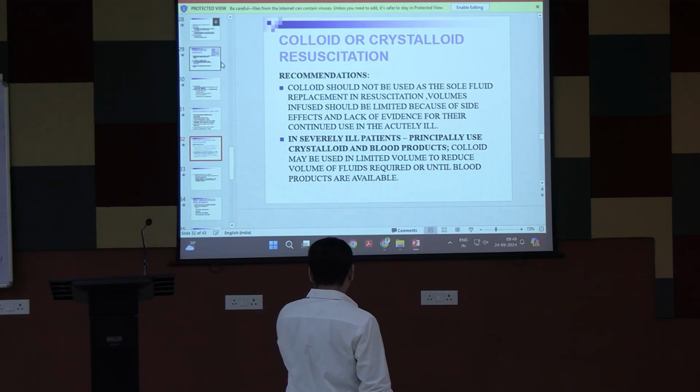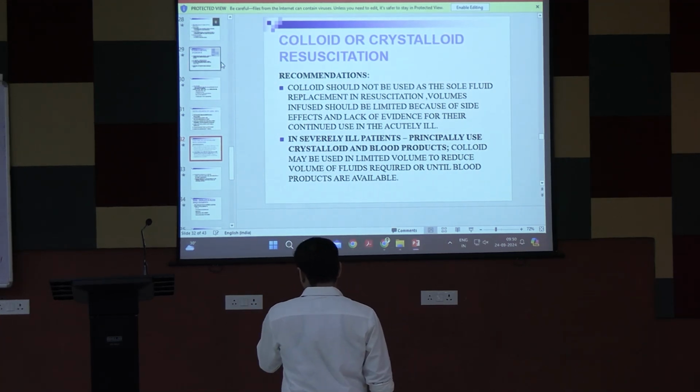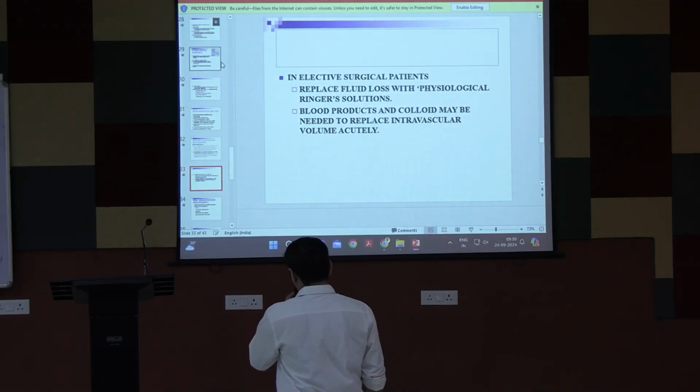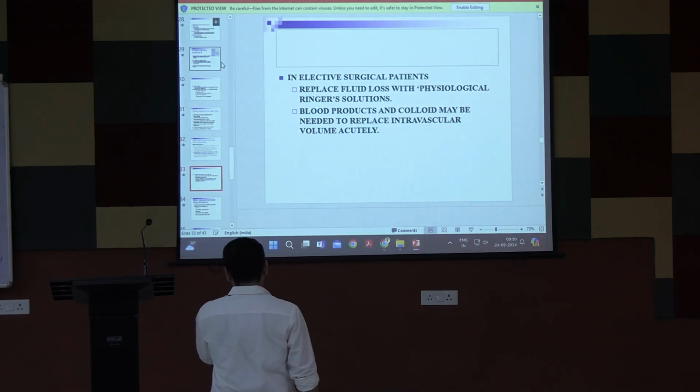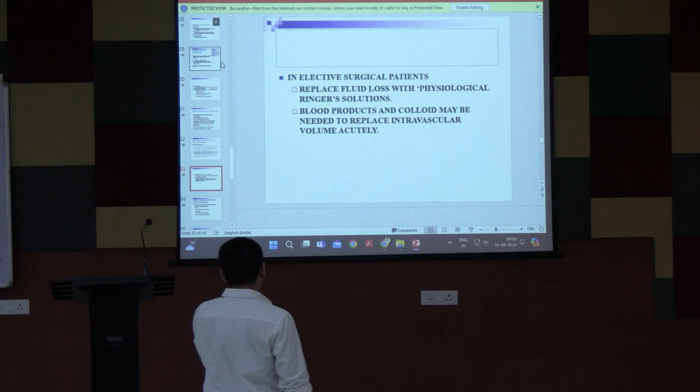Colloid may be used in limited volume to reduce the volume of fluid required, or until blood products are available. In an electrosurgical patient, replace fluid loss with physiological Ringer solution. Blood products and colloids may be needed to replace the intravascular volume acutely.